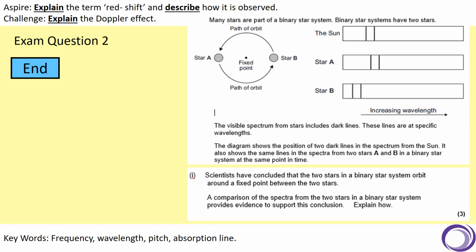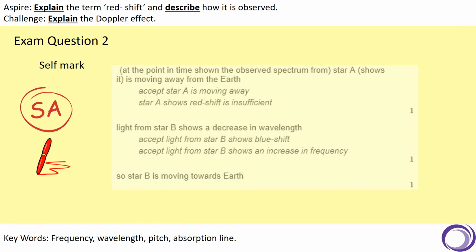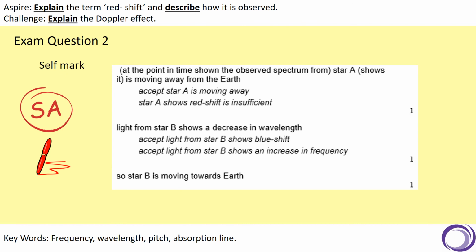I'll give you the mark scheme and then you can mark it. There is 1 mark for saying star A is moving away and 1 mark for saying star B is moving towards. The other mark is just explaining that one of them is red shifted or blue shifted.